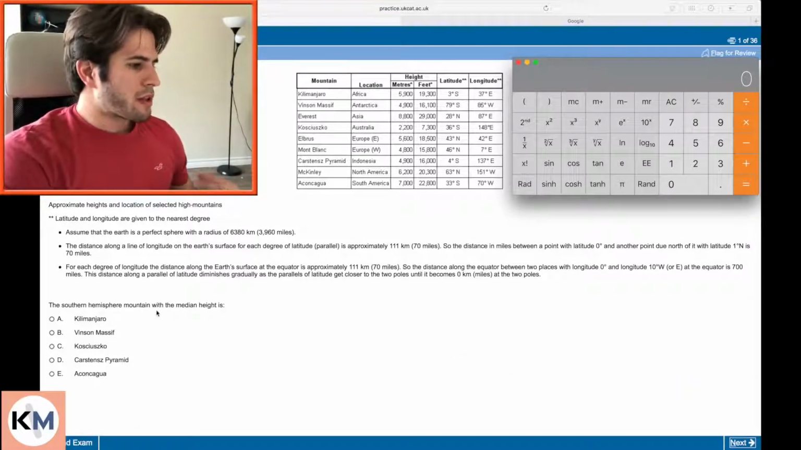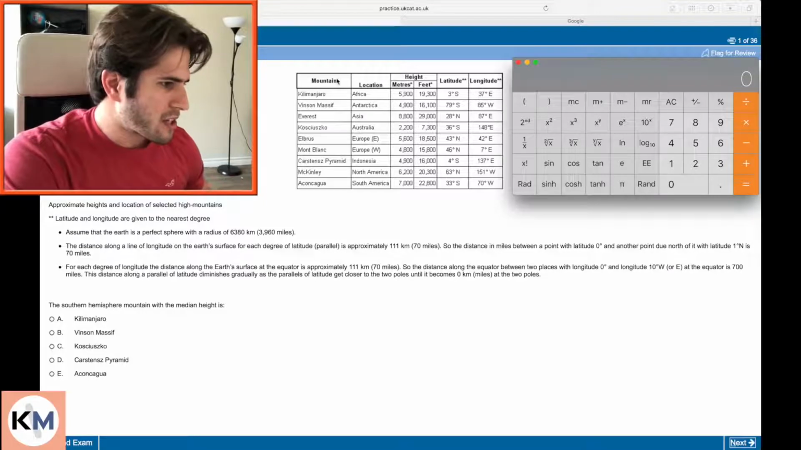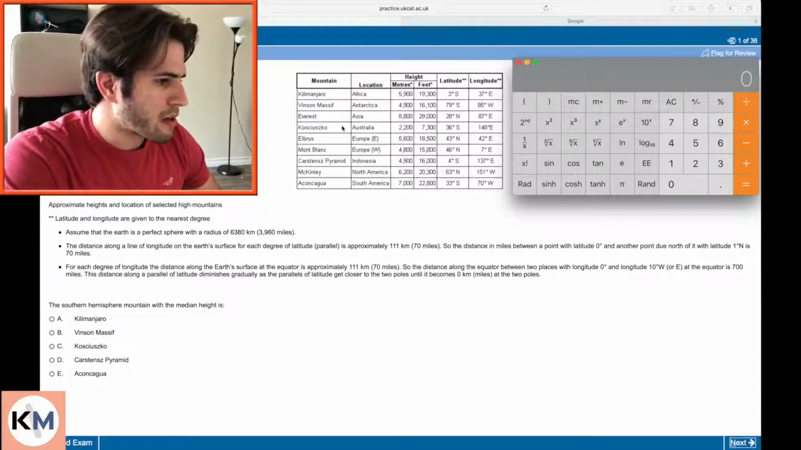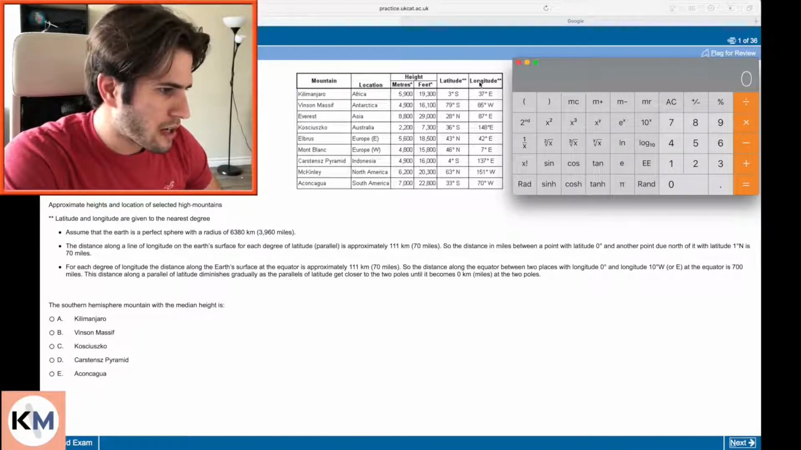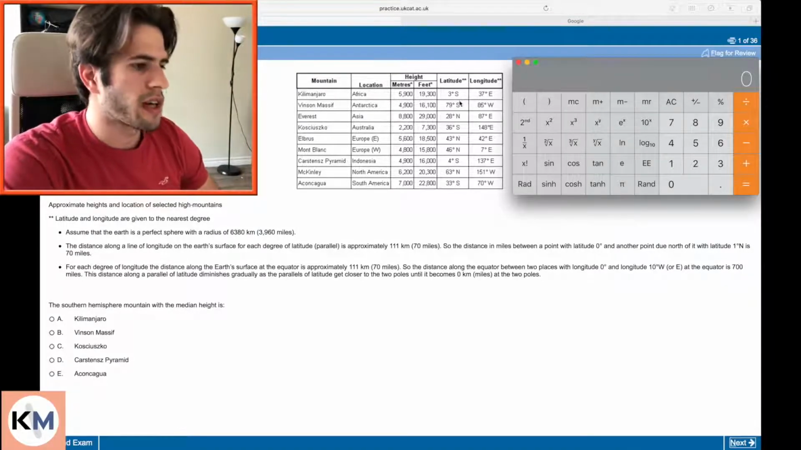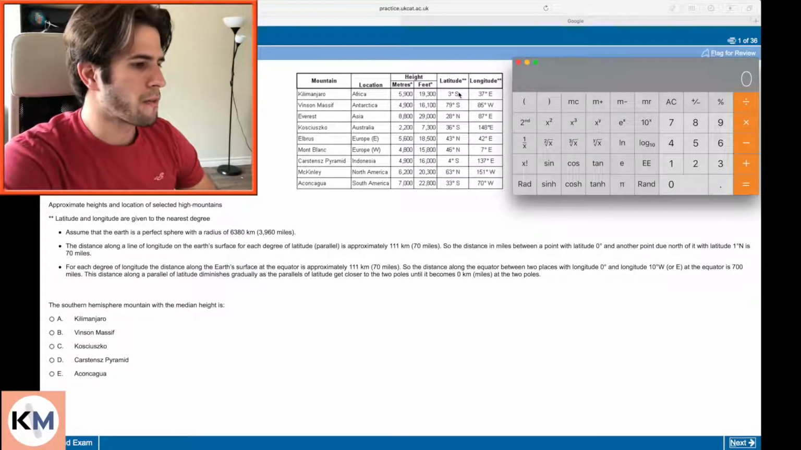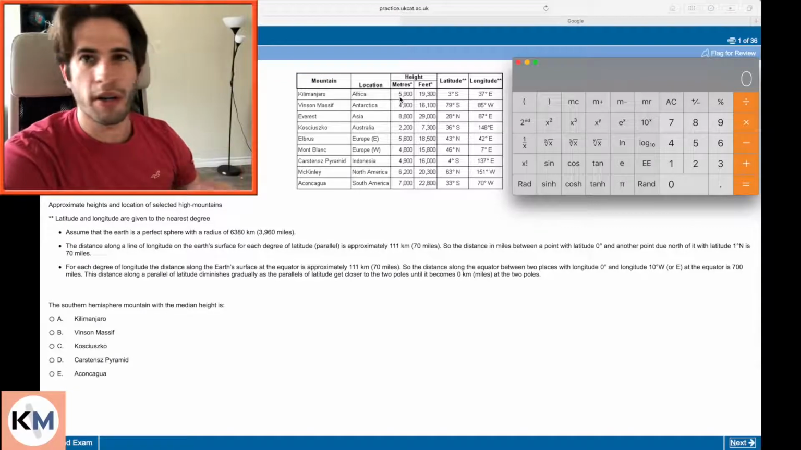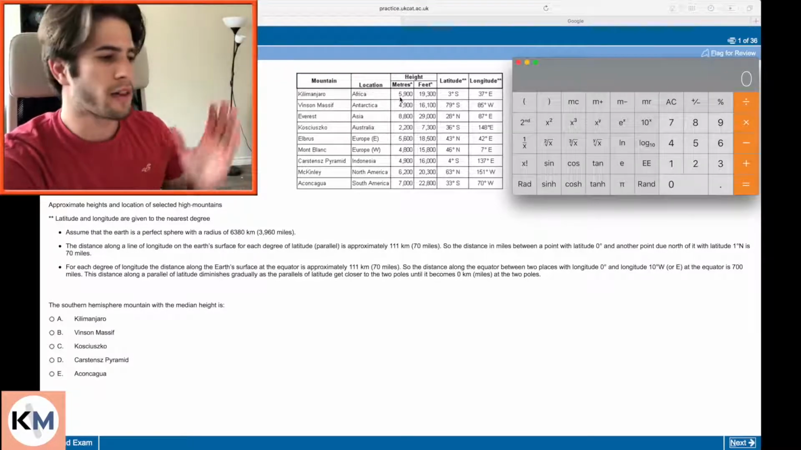Southern hemisphere mountain with the median height. So look, my table: mountain, height, meters. I personally like working in meters, so that's what I'm gonna stick to for now. Southern hemisphere mountain with median height. So which of these are in the southern hemisphere? Latitude, longitude. So here, these say S, N, N, S, whatever. So I'm gonna look at all the S's and their heights, and I'm gonna write them down in order on a piece of paper, and then I'm gonna start crossing out.